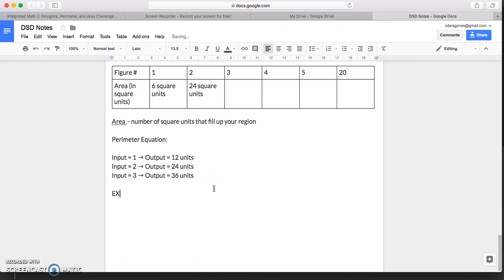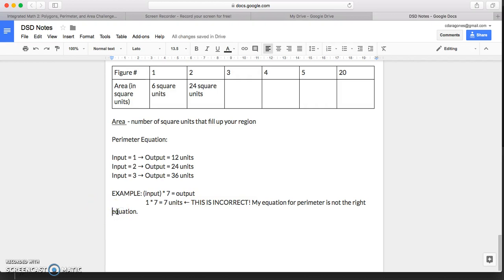So I'm going to do an example. For example, if I said, well, how about this? Any input I have, I'm going to multiply by 7. I'm just guessing here, right? And that will give me my output perimeter. So this is input times 7. Well, we can test if that's right. If my input is 1, and I multiply by 7, I would get 7 units. Clearly, this is incorrect because when the input here is 1, my output is 12 units. So my model, my equation for perimeter, is not the right equation.